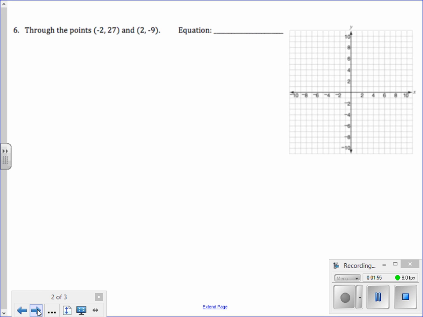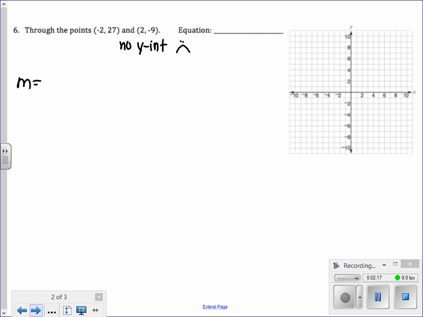I'm going to do number 6 here. I'm given the points (-2, 27) and (2, -9). What I need to start with is decide if they gave me the y-intercept. It doesn't look like it, so I have to do the long process, where there's a template on Canvas if you want to use it in order to help us.